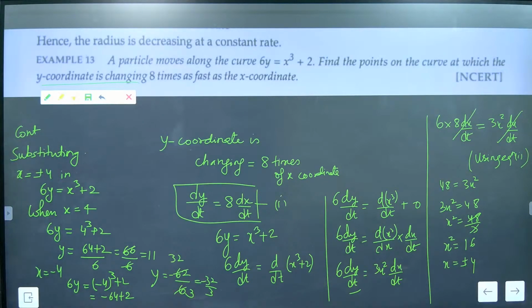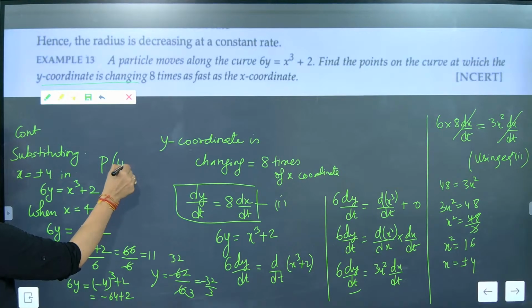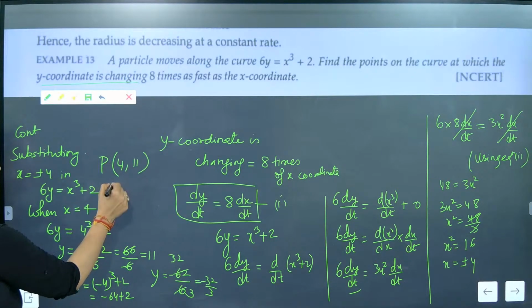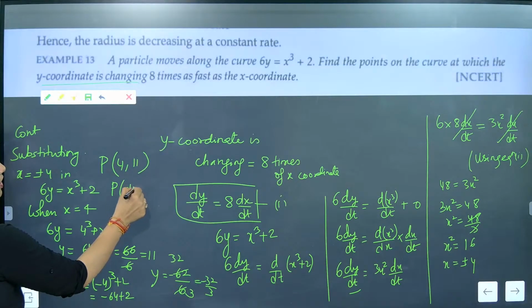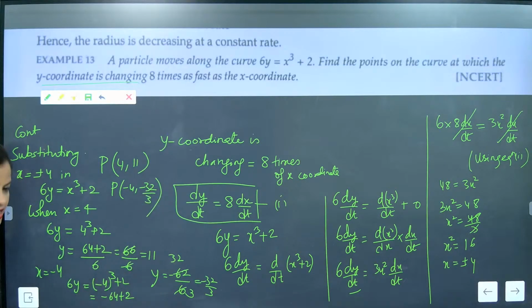So the point P will have 2 values, 2 points will be there. One time when x is 4, y will be 11. And the second one, when x is equal to minus 4, y will be minus 32 by 3. This is one of the most important parts. Done, everyone? Come on, say quickly. Everybody understood this one?